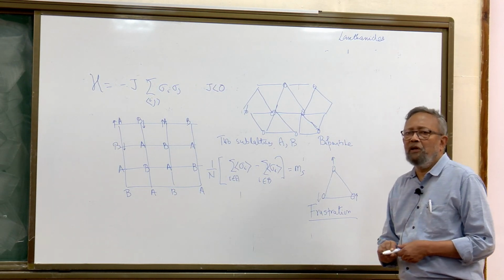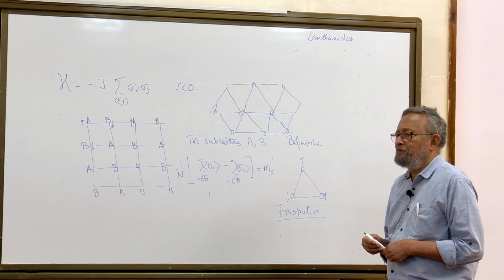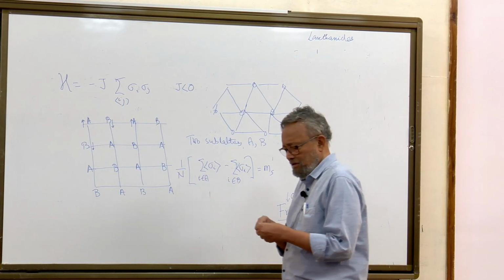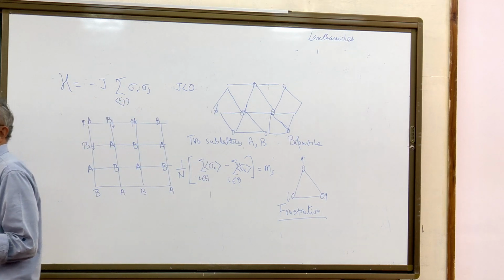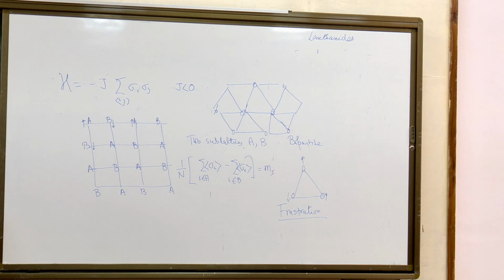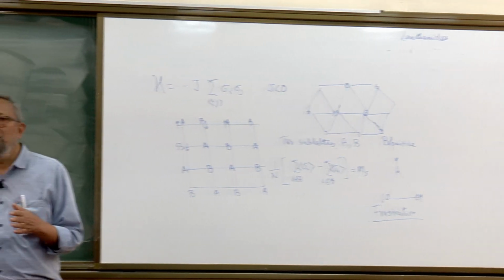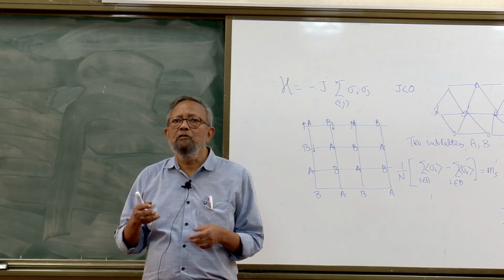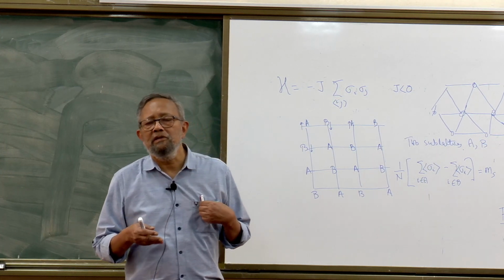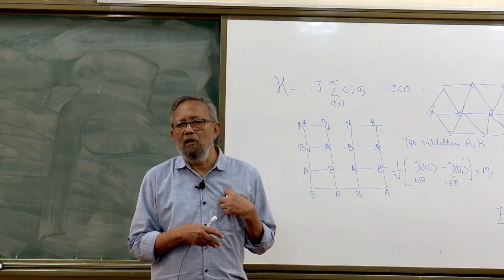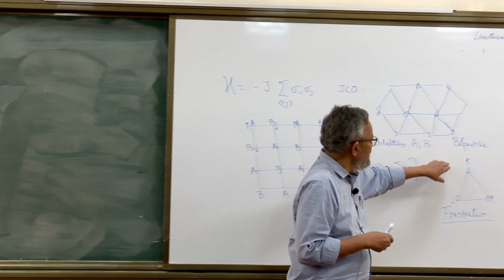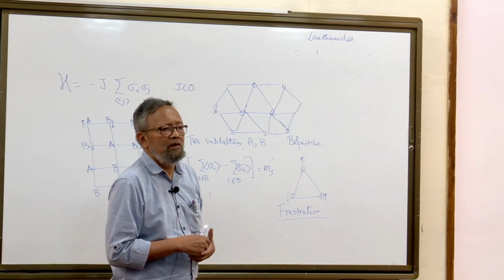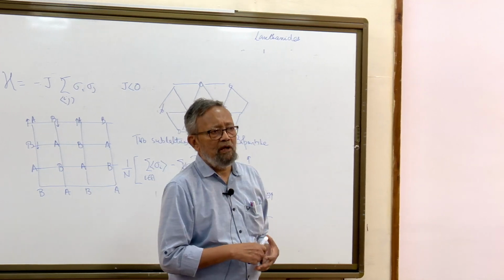It's called frustration because the spins are frustrated, so to speak, in that they cannot arrange themselves in such a way that every bond requirement is satisfied. There will always be some pairs of spins for which you cannot get to the low energy configuration that is given by the Hamiltonian. So the behavior of such systems is very interesting and also very complicated.